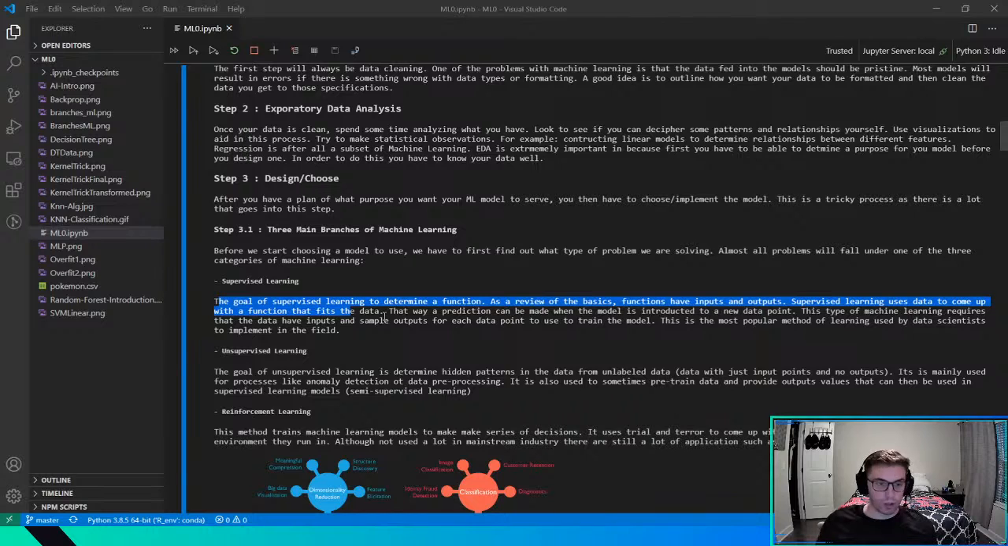So the whole point of supervised learning is to say, if you give me these data points, I can tell you the future. So it's predictive, right? It uses data to come up with a function that fits the data. That way, prediction can be made when the model is introduced to a new data point. This type of machine learning requires that data have inputs and sample outputs for each data point to use to train the model. This is probably the most popular method of learning used by data science today, implemented in the field.